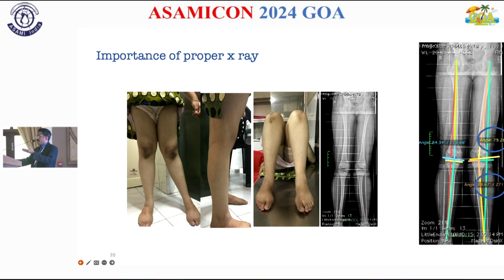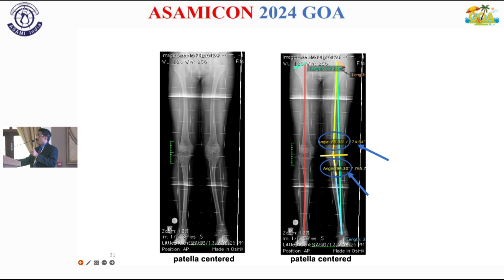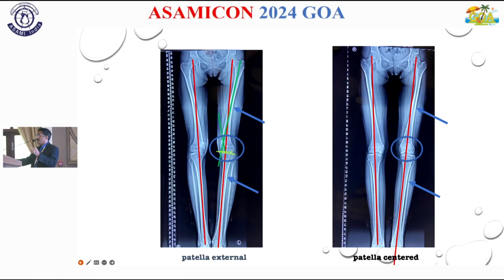So in this case, a valgus girl, in the X-ray you can see the patella is not centered, so the deformity was in the femur. When you take the X-ray in the patella centered position, it was in the tibia actually. Similarly, another X-ray where you can see a patella centered X-ray and a patella non-centered X-ray.